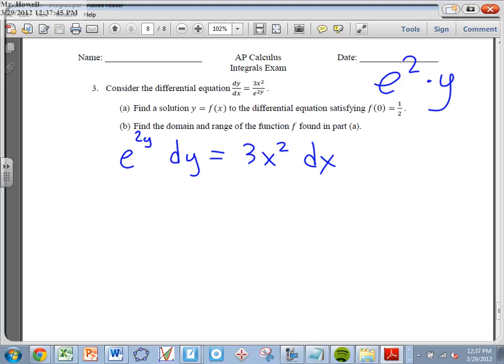Now, integrating both sides. This is where it gets tough. What's the integral of e to the 2y? It's a chain rule repeat. So really, this is e to the u. Here's the trick, and I'm going to show you a trick you can memorize to avoid u substitution. Tell me, everybody, please, the derivative of e to the 2x. The derivative.